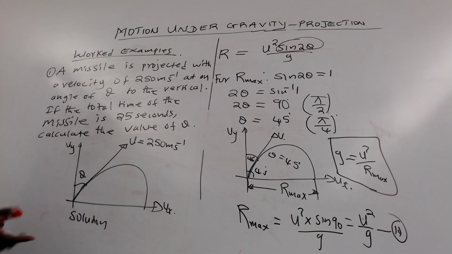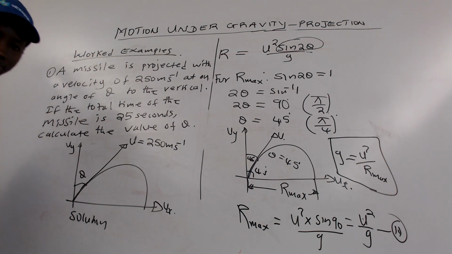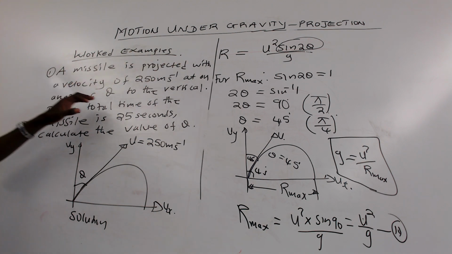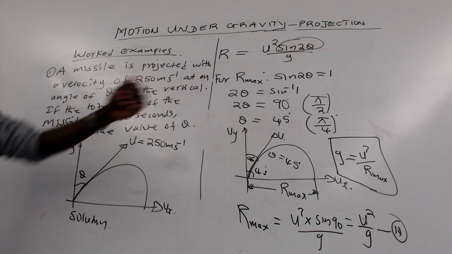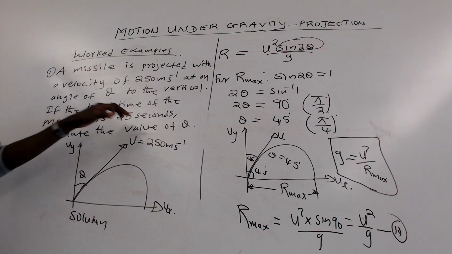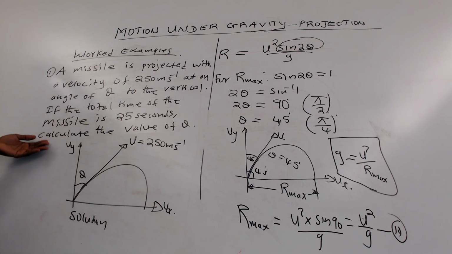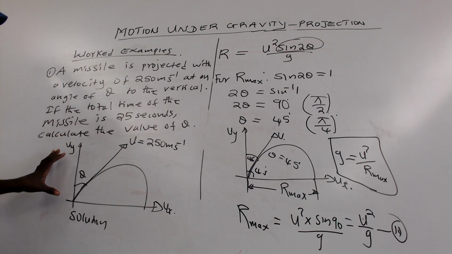So we take the first problem. It reads: a missile is projected with a velocity of 250 meters per second at an angle of theta to the vertical. If the total time of the missile is 25 seconds, calculate the value of theta, given the diagram.